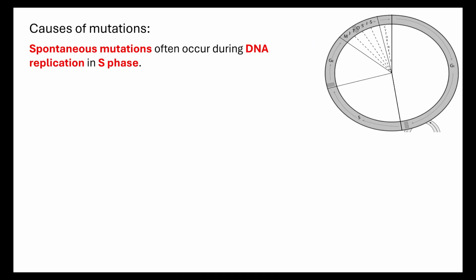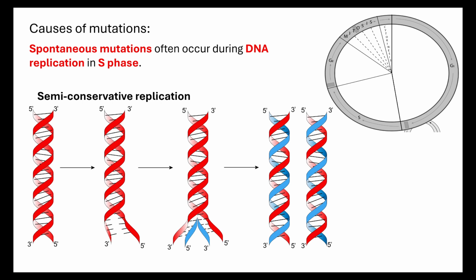So what we have to understand is that what causes a mutation is spontaneous. It can actually happen during DNA replication in our S phase. So let's just remind ourselves that that is a semi-conservative replication process. We have our DNA strand that is going to be unzipped. We have our new bases which are going to form complementary base pairs, and we're going to end up with one molecule which has one parent strand and one new strand, hence its name, semi-conservative replication.